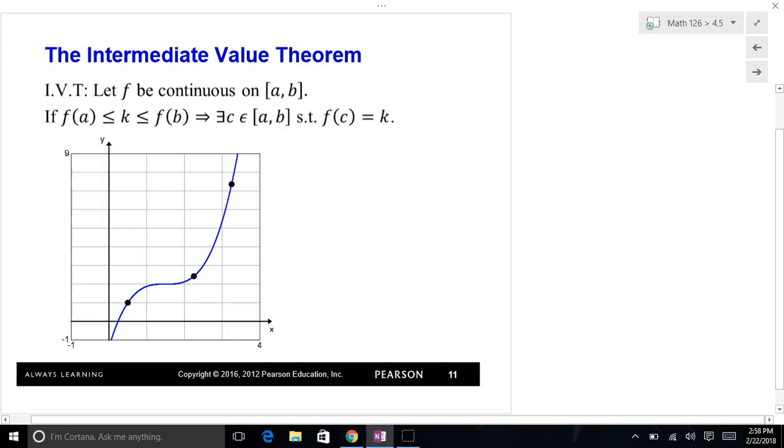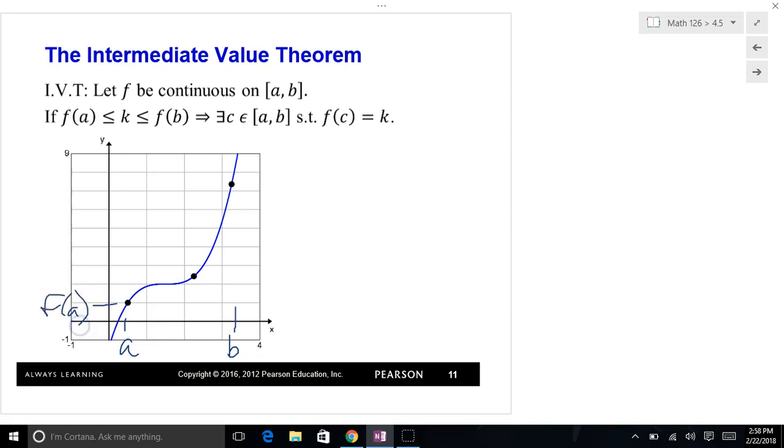All right, that brings us to the intermediate value theorem. This intermediate value theorem says if you've got f, a continuous function, on a closed interval from a up to b, and if you pick some k that's in between, let me label my f of a.